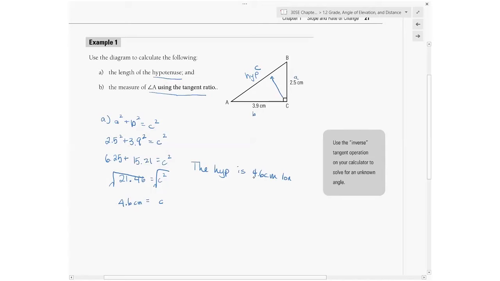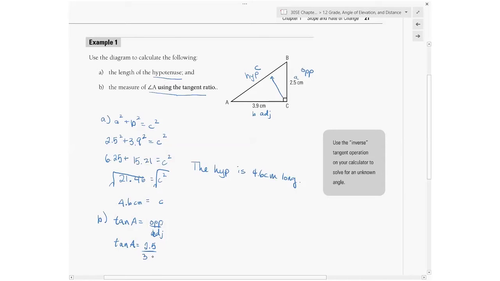Okay, so that's part A. Now looking at B, what's the measure of angle A using the tangent ratio? So we want to know angle A. So the tan of A is equal to the opposite over the hypotenuse, or sorry, the opposite over the adjacent, pardon me. So that's the opposite here, and the adjacent, the one that's beside A, is right here. So tan of A is equal to 2.5 over 3.9.